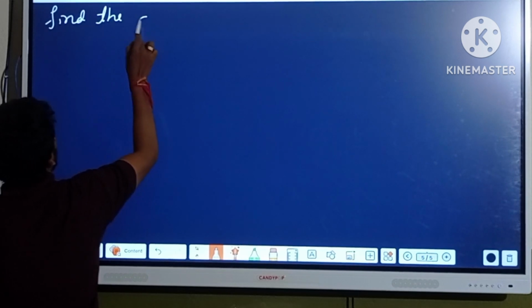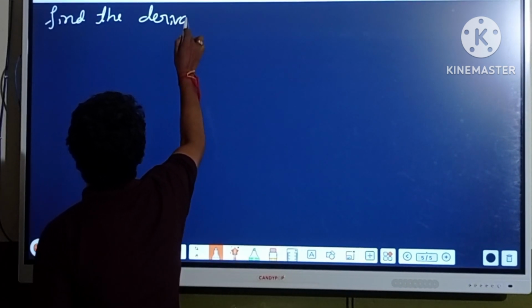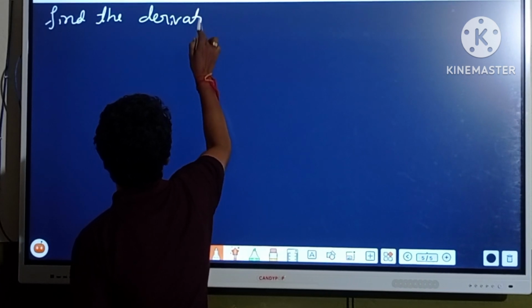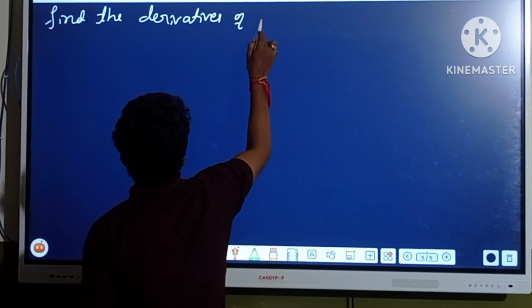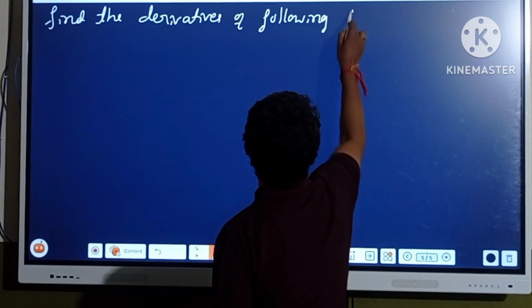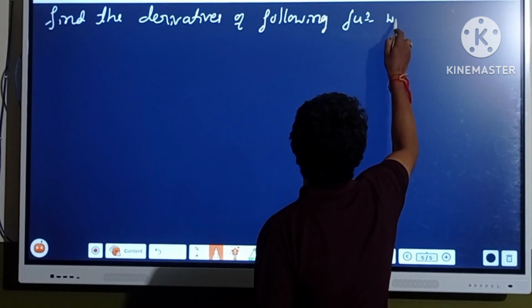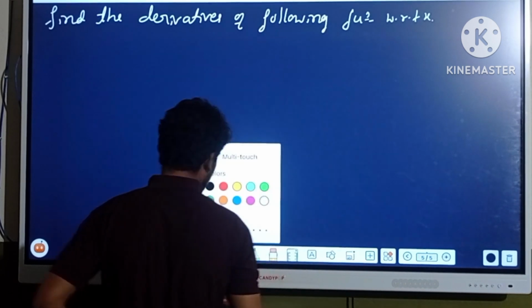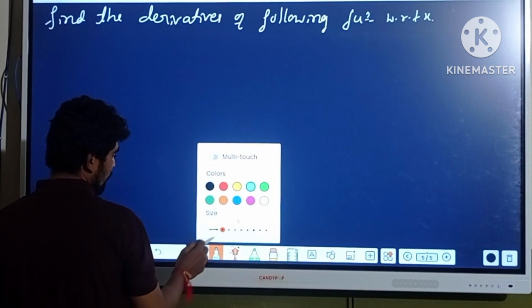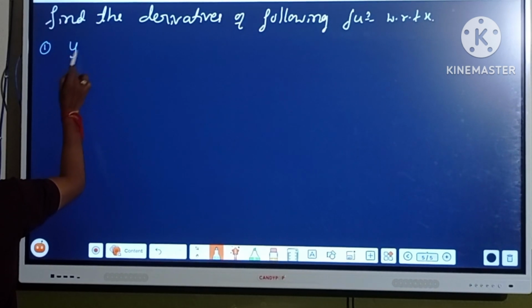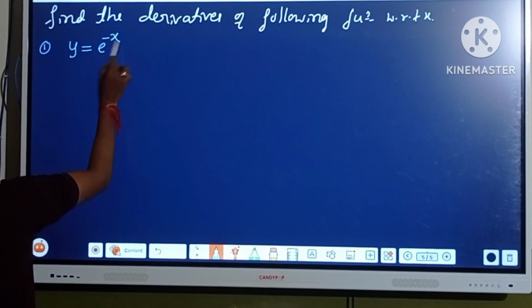Find the derivatives of the following function. Find the derivatives of the following functions with respect to x. So first question is, y is equal to e power minus x.